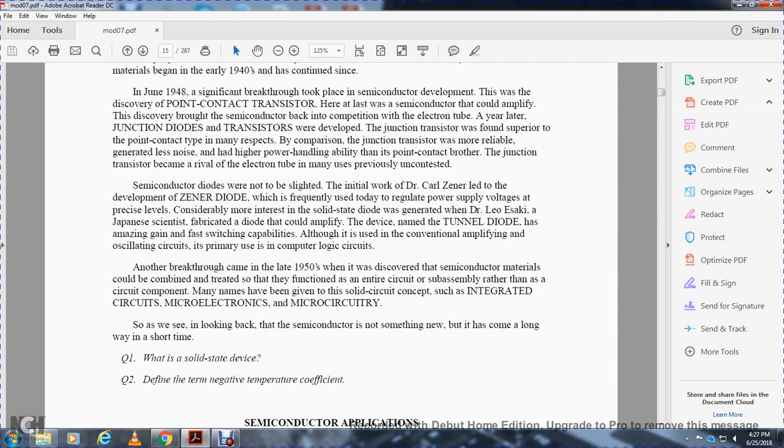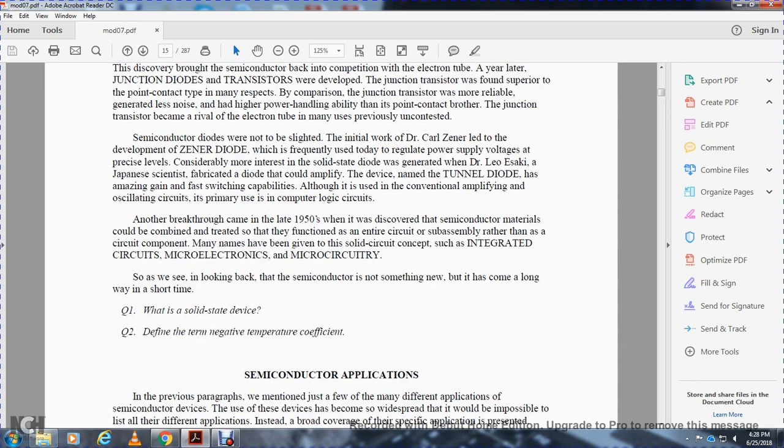The initial work of Dr. Zener led to the development of the Zener diode, frequently used today to regulate power supply voltage to precise levels. Considerably more interesting was the diode developed by Dr. Leo Esaki, a Japanese scientist, a diode that could amplify, named the tunnel diode. It has amazing fast switching capabilities, although it was also used in conventional amplifying and oscillating circuits. Its primary use is in computer logic circuits.